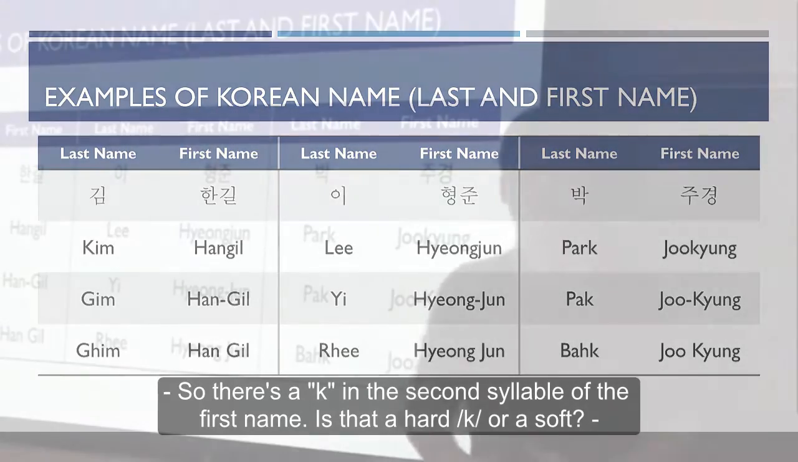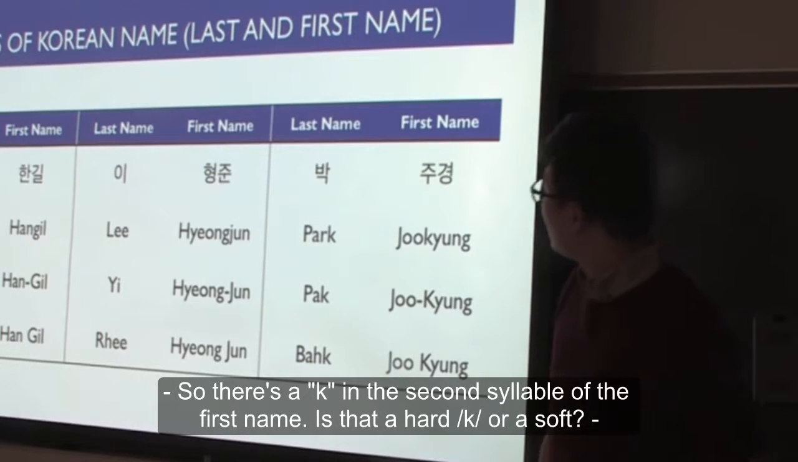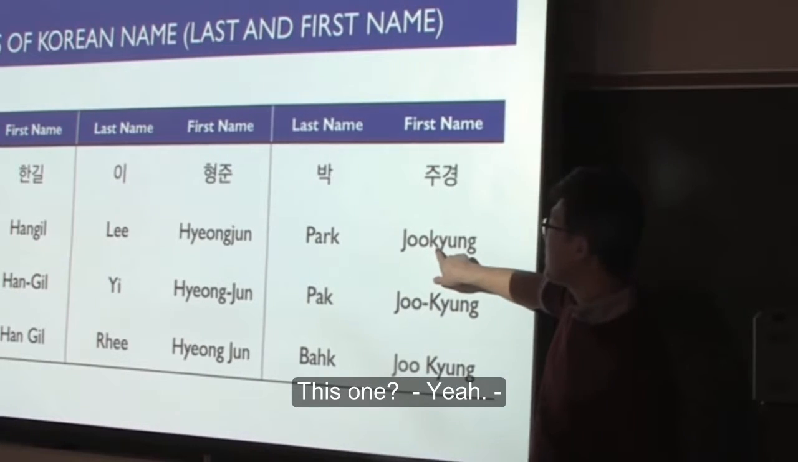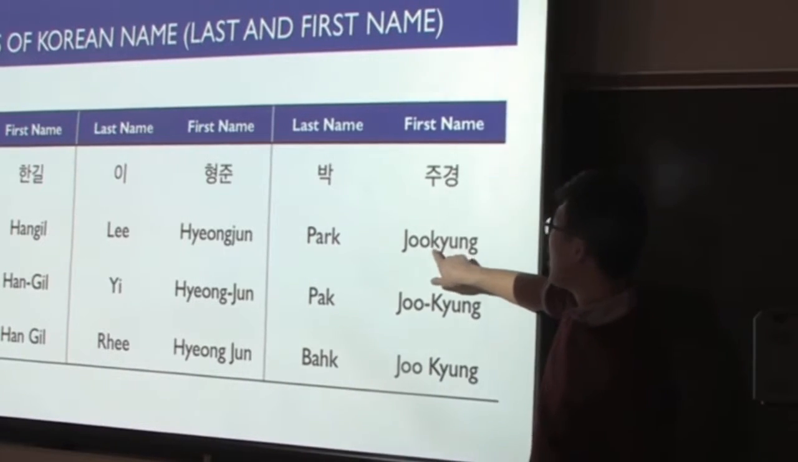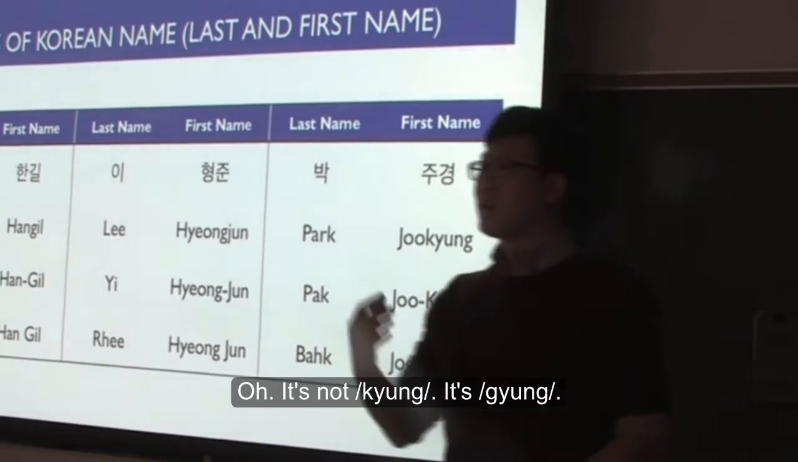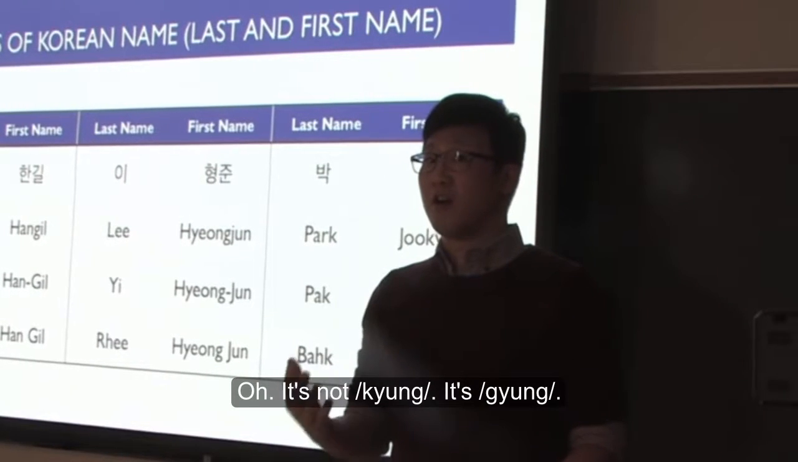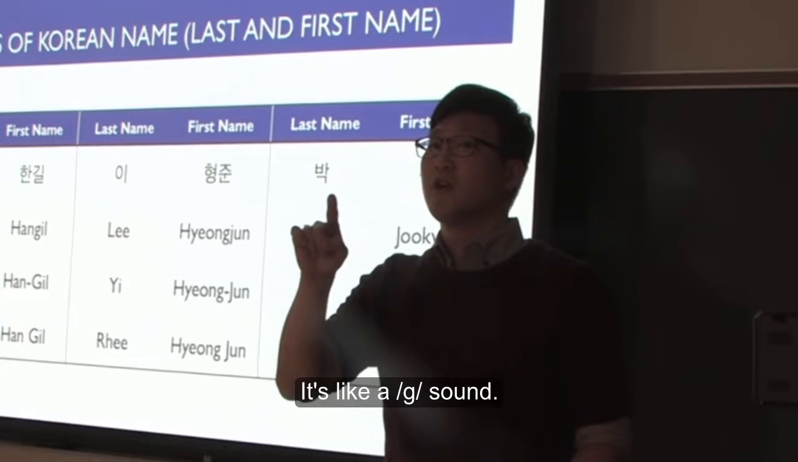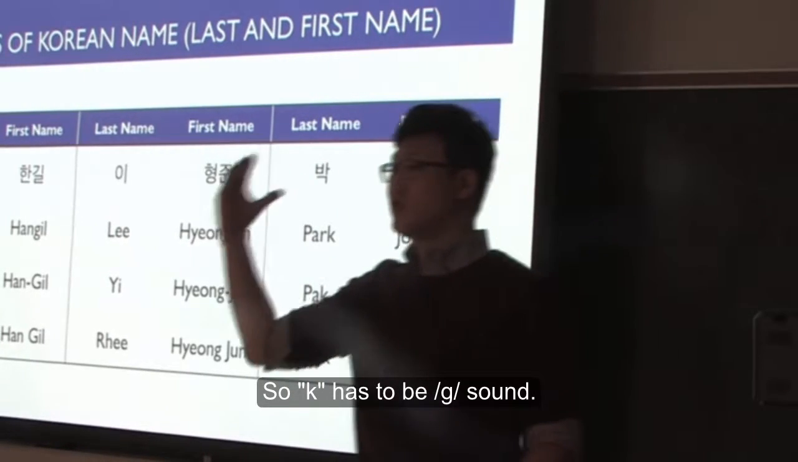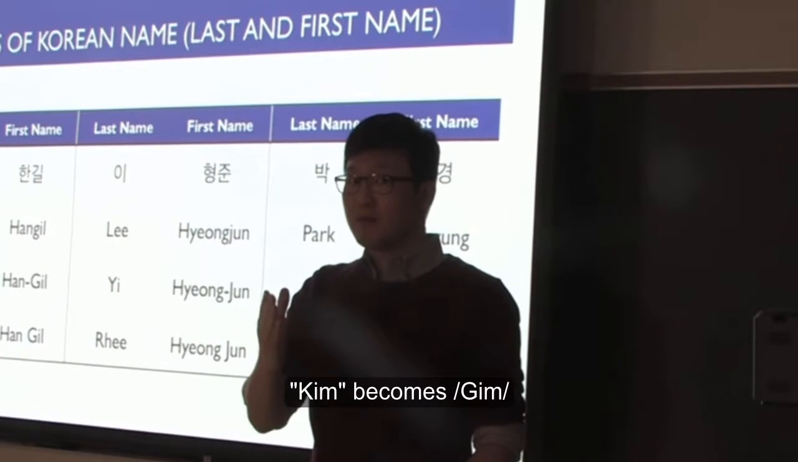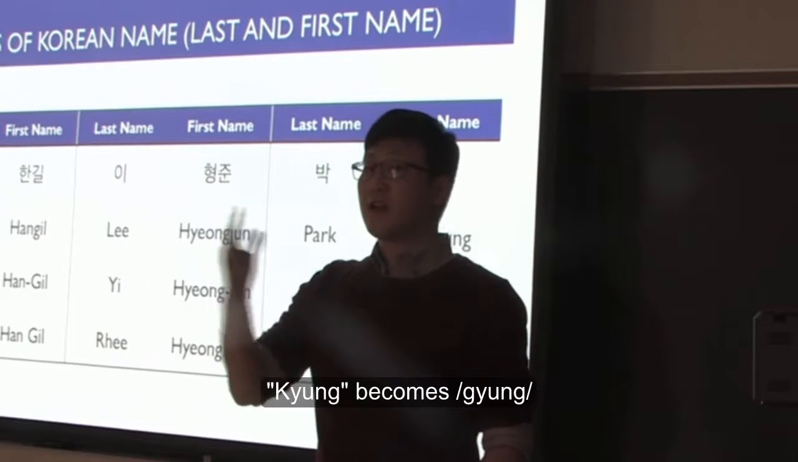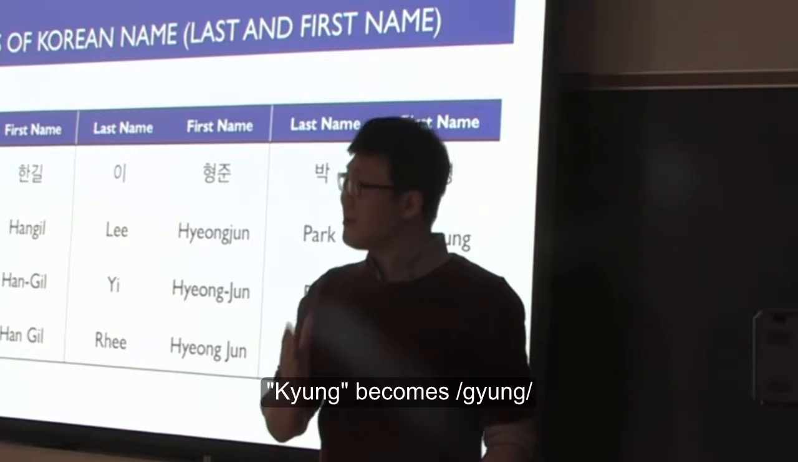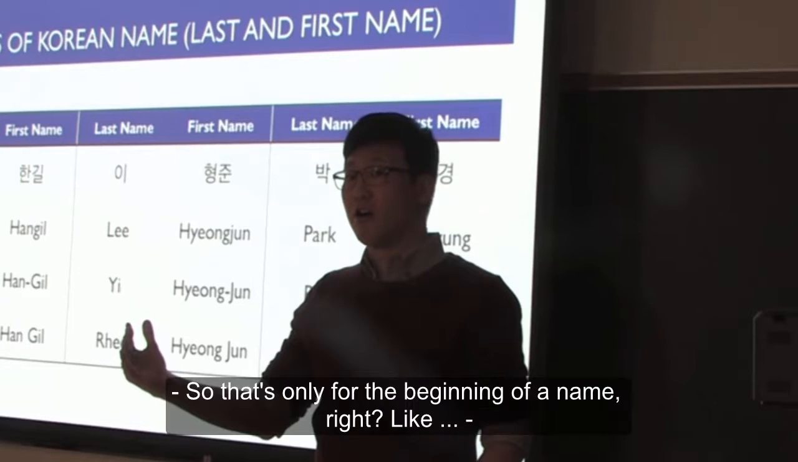Yes. So there's a K in the second syllable of that person's first name. Is that a hard K? It's not the last name, it's Kyung. Always soft. It's like a G sound. So K has to be a G sound. So Kim becomes Gim, and Kyung becomes Gyung.